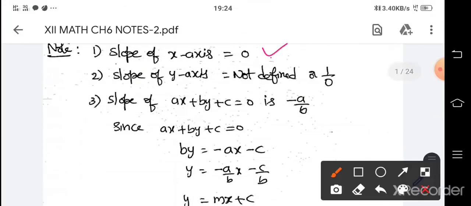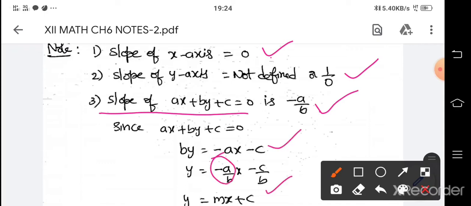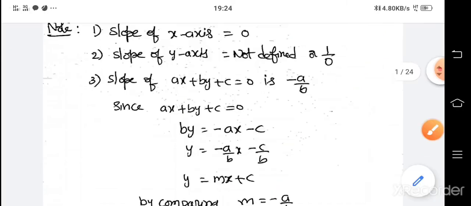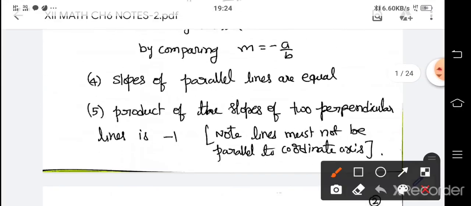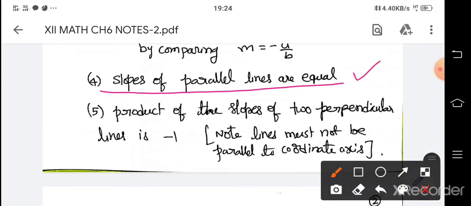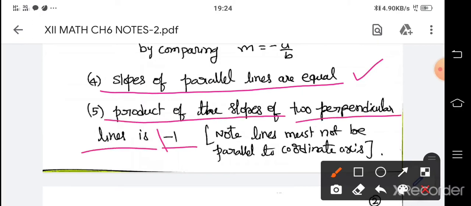Slope of the x-axis, slope of the y-axis, slope of any line ax plus by plus c equal to 0 is minus a by b, otherwise convert into y equal to mx plus c, then m is the slope, right? Next, slopes of parallel lines are equal. Product of the slopes of two perpendicular lines is minus 1. What is the product of the slopes of two perpendicular lines? Minus 1. But you must consider that those two lines should not be parallel to the coordinate axes.